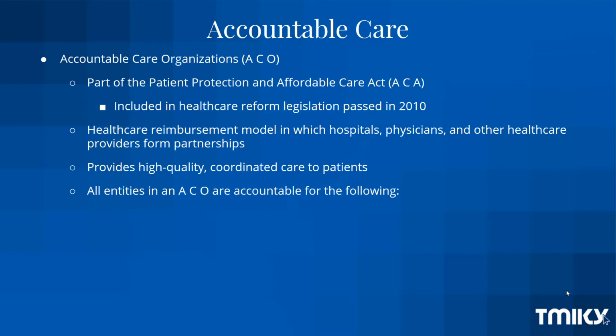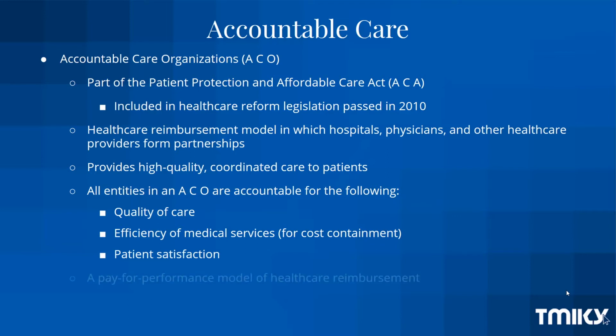All entities in an accountable care organization are accountable for the following: quality of care, efficiency of medical services, and patient satisfaction. With ACO, there is also a pay-for-performance model of healthcare reimbursement. This is where the payment is based on the quality measures used. The data are necessary to report the results of the quality measures used.